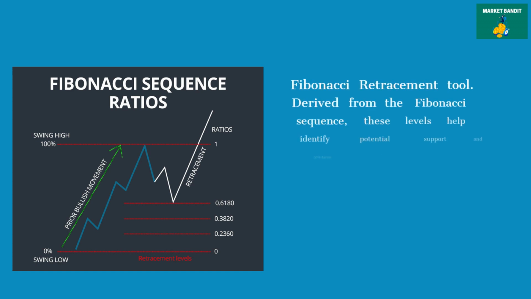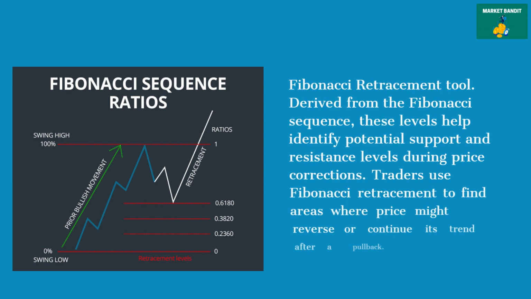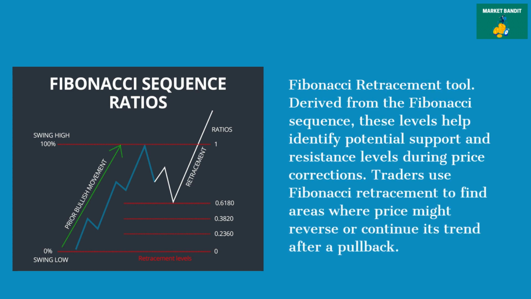5. Fibonacci Retracement. Last, but not least, we have the Fibonacci Retracement tool. Derived from the Fibonacci sequence, these levels help identify potential support and resistance levels during price corrections. Traders use Fibonacci retracement to find areas where price might reverse or continue its trend after a pullback.